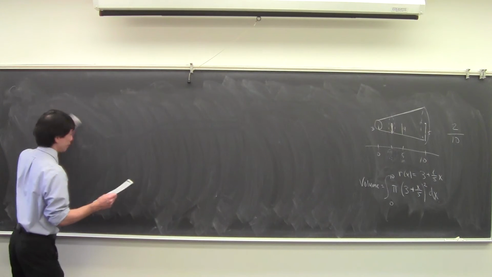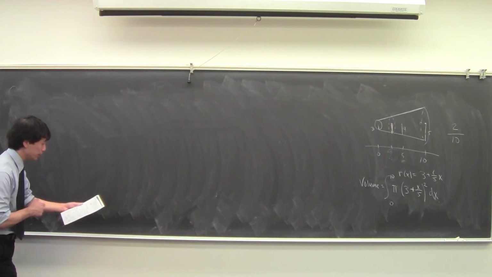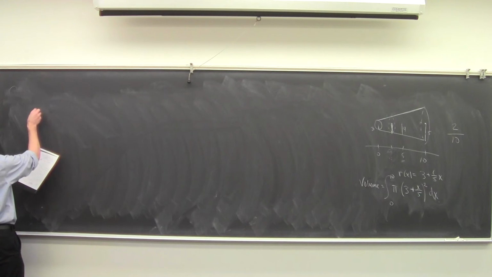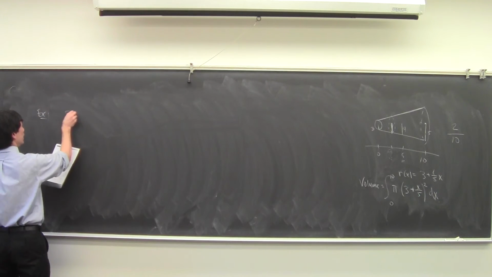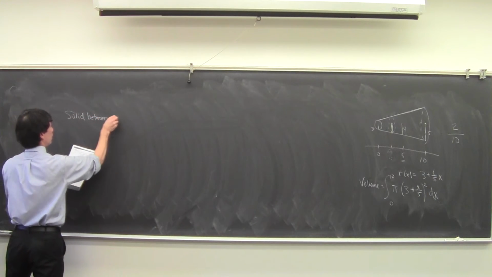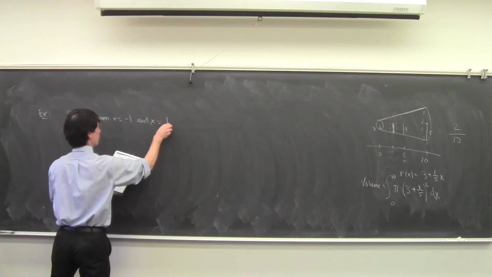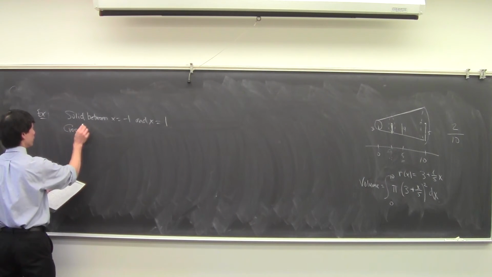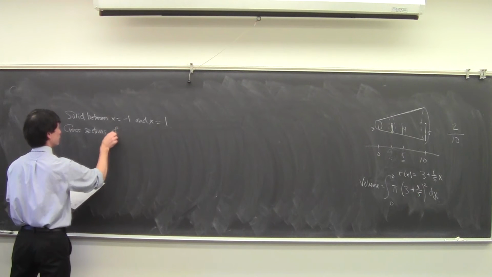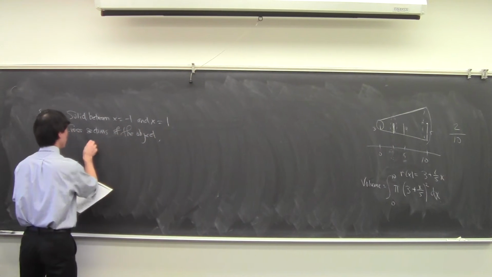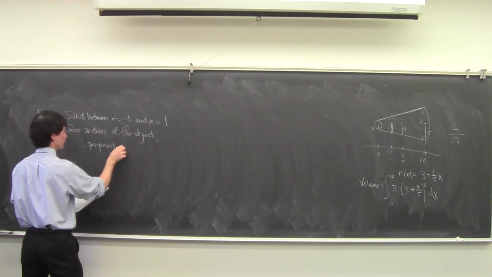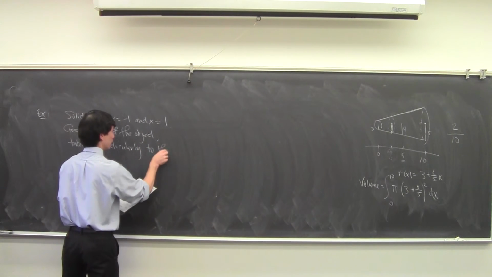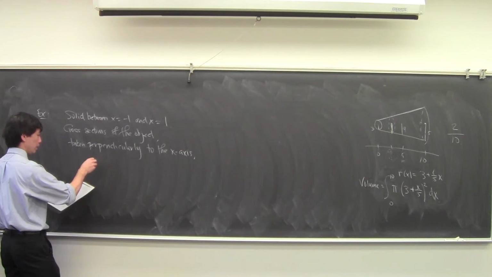Actually, before we do that, let me set up a different problem. This is actually not a solid of revolution problem, but a problem from the previous class. Here's the last one. You have a solid between x equals minus 1 and x equals plus 1, and cross sections of the object taken perpendicularly to the x-axis are disks.